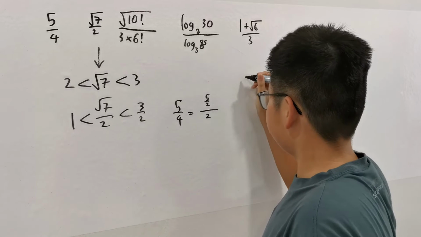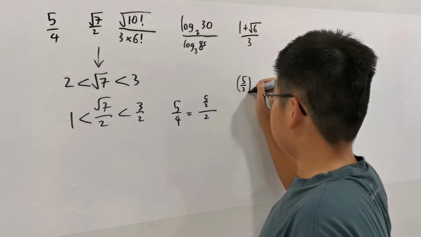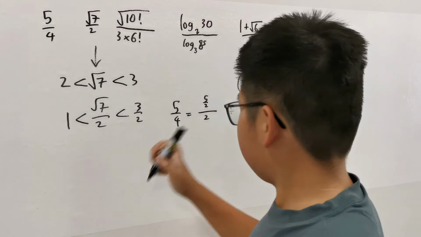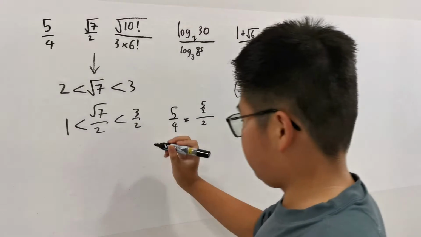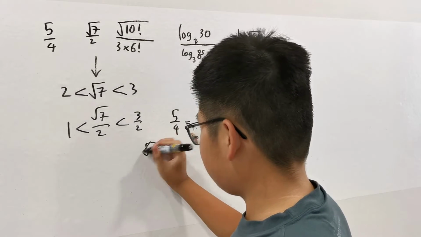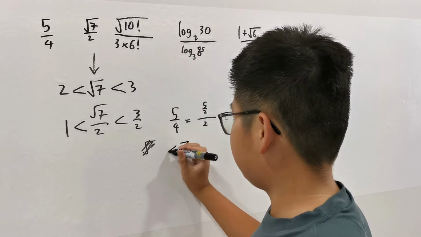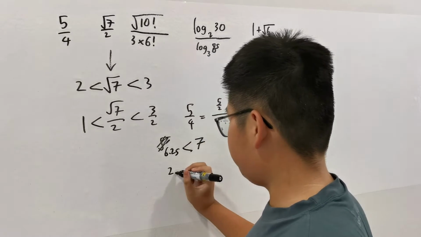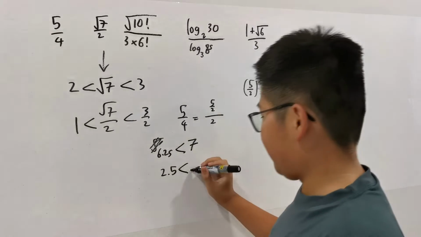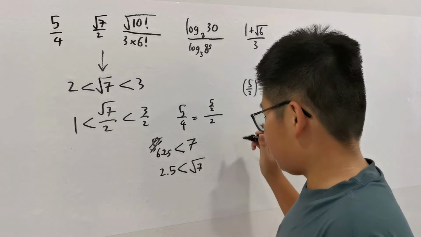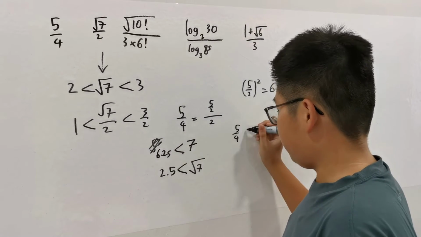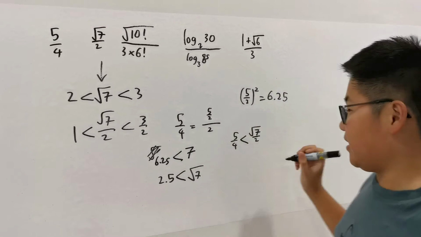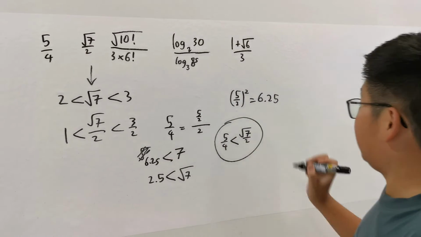You understand this? Now what is 5 over 2 squared? Let's write it in decimals now. 6.25. So we can see 7 is greater than 6.25. So that means 2.5 is lesser than square root of 7. So that now means 5 over 4 is lesser than root 7 over 2. Now we zeroed in, and this is our first inequality.